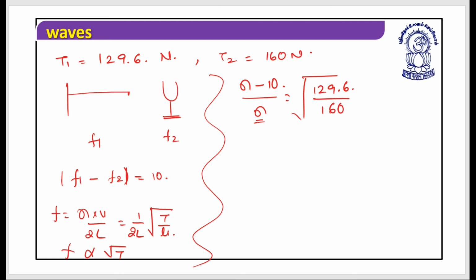Yes, so when it was producing 10 beats, its tension was 129.6 Newton, and when it has the frequency N, it has the tension of 160 because it is in unison. So if I solve this, you will find N is equal to 100 hertz, and that's it. You did it. Great job. I hope this is clear.